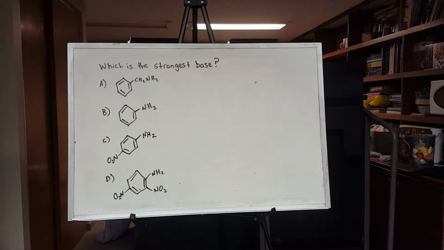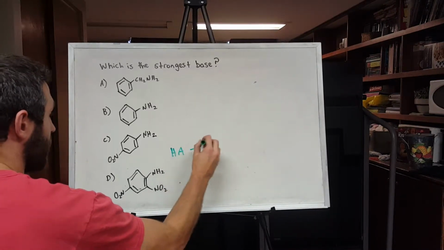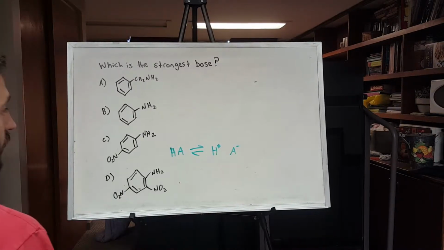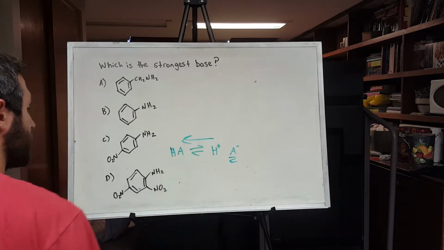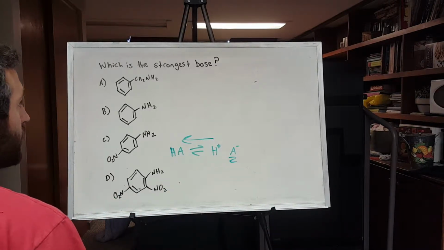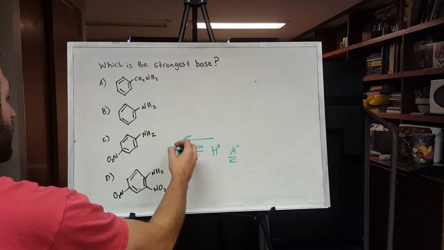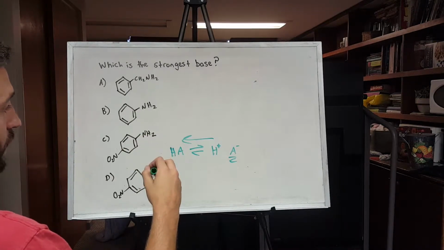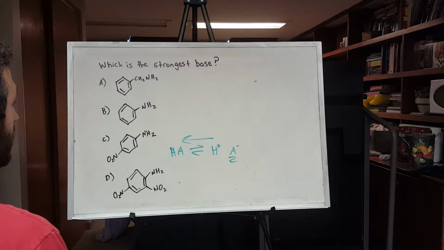For acidity and basicity, we're concerned with this equation: H plus, A minus. So the more stable this is, the less likely it is to go that way. The more stable the base is, the less likely it is to pick up a proton. The stronger the acid, the weaker the conjugate base. So think over that.